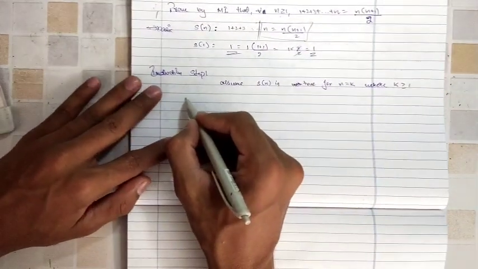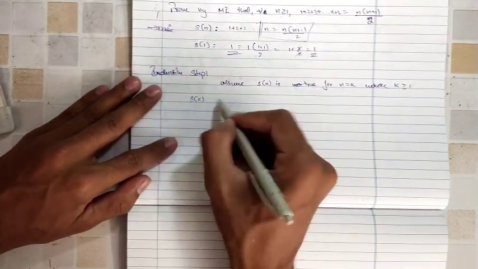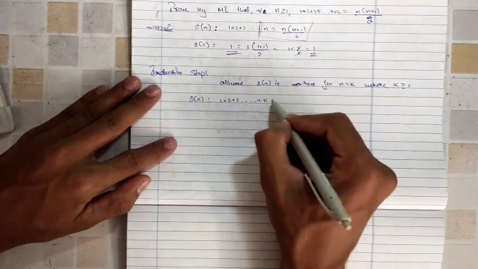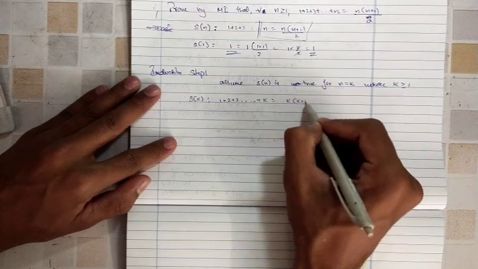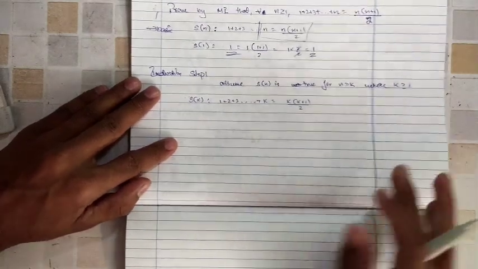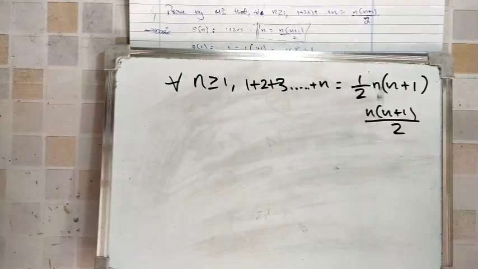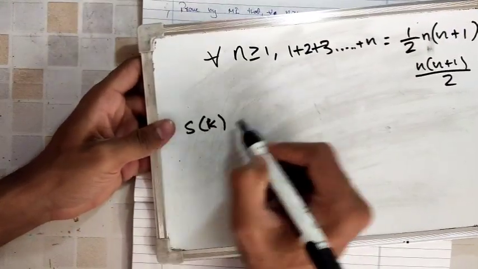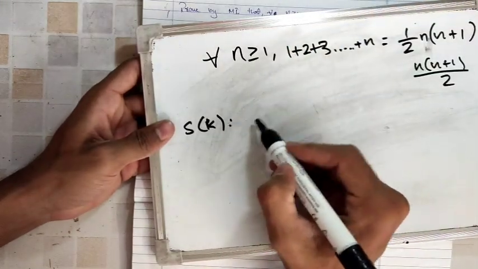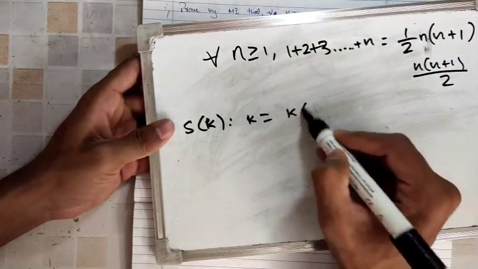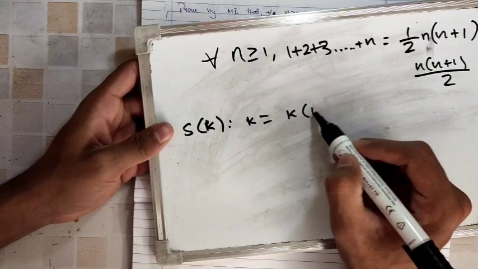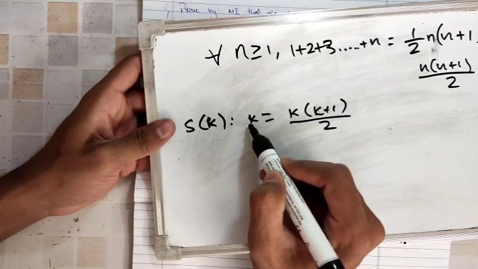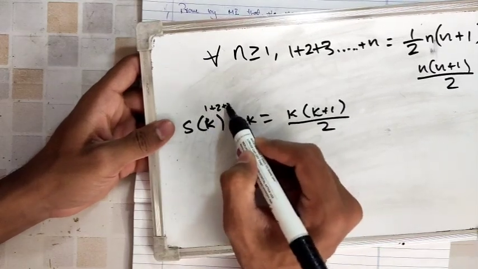So we are assuming that S of k such that 1 plus 2 plus 3, just replace n with k, is equal to k into k plus 1 by 2. So basically what we have to prove, let me just show here. What I got here, S of k is equal to k into k plus 1 divided by 2. I cannot just write k, so I have to write 1 plus 2 plus 3 and so on up to k.